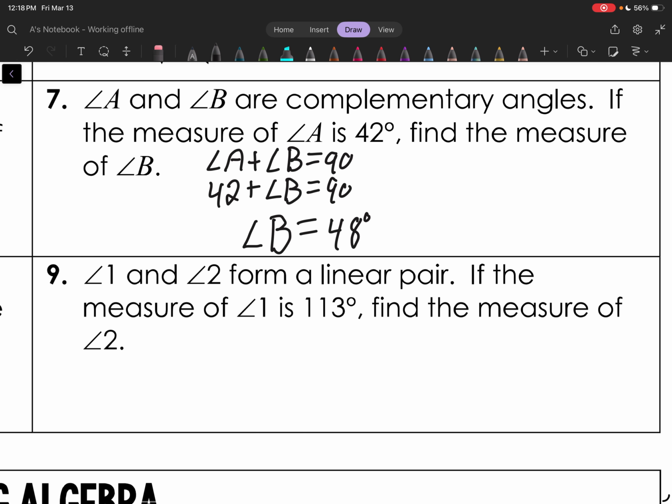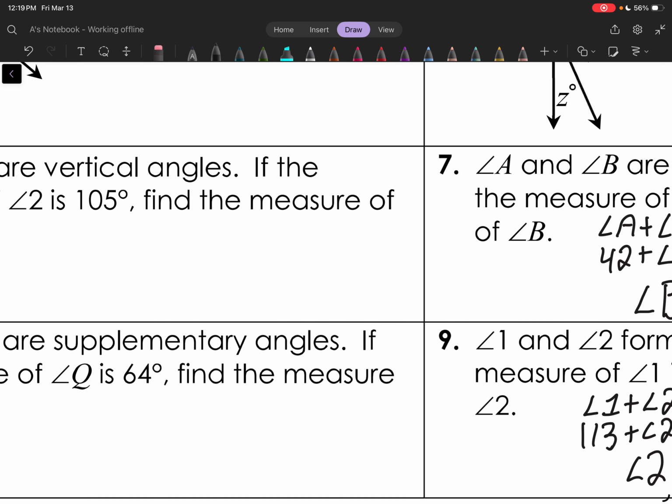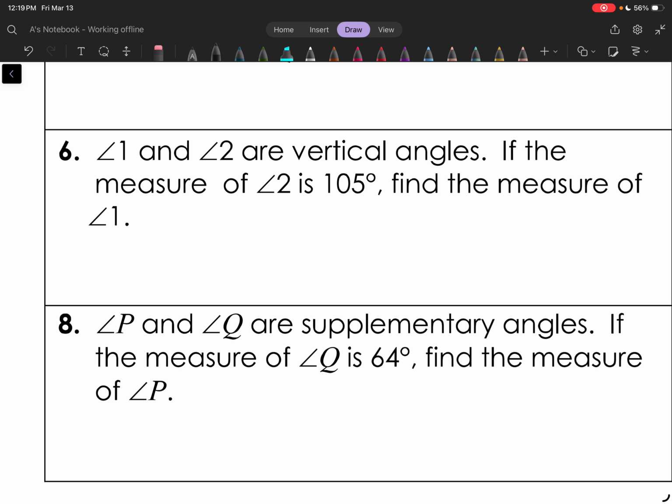1 and 2 form a linear pair. This tells me they are supplementary, so angle 1 plus angle 2 equals 180. Angle 1 is 113. Find angle 2. When we solve this, we're going to get angle 2 is equal to 67 degrees. Try number 6 and 8.